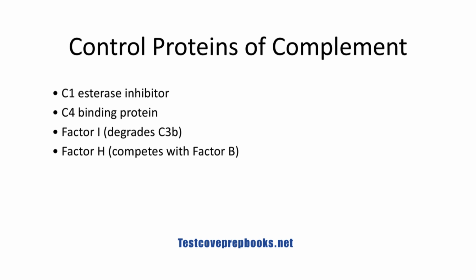Finally, let's review the control proteins that keep the complement system in check. These include C1 esterase inhibitor, C4 binding protein, factor I, which degrades C3b, and factor H, which competes with factor B. In summary, the complement system is a highly regulated cascade of proteins that activates inflammation, enhances phagocytosis, and protects the body against pathogens while being tightly controlled by specific proteins.